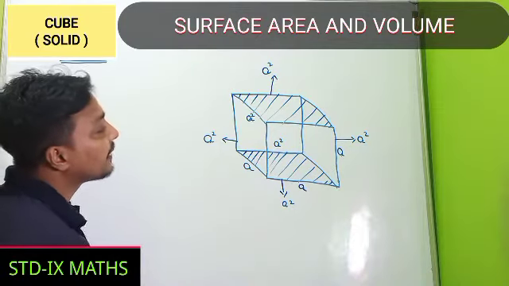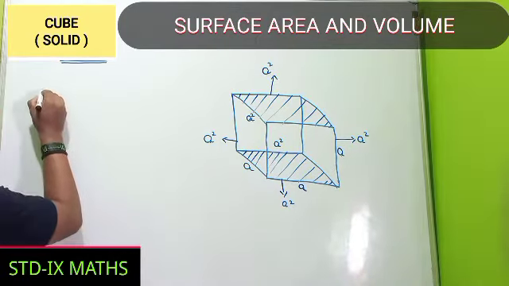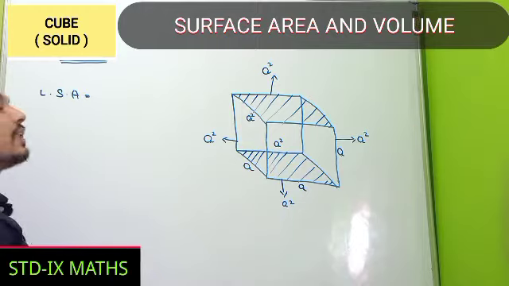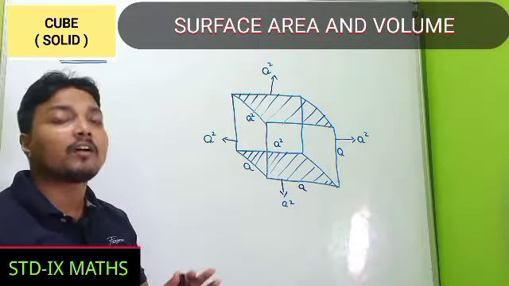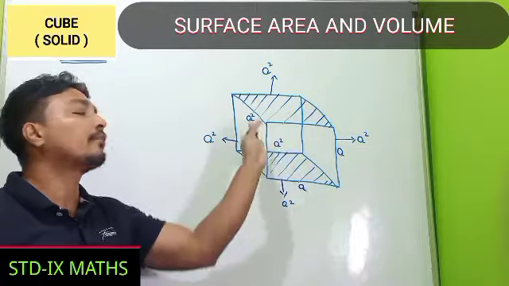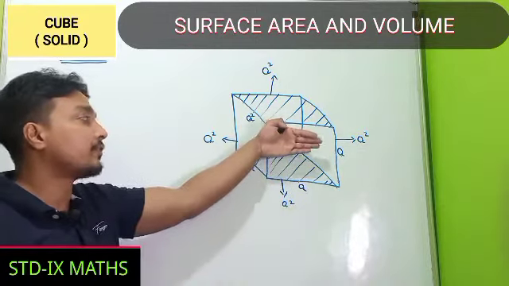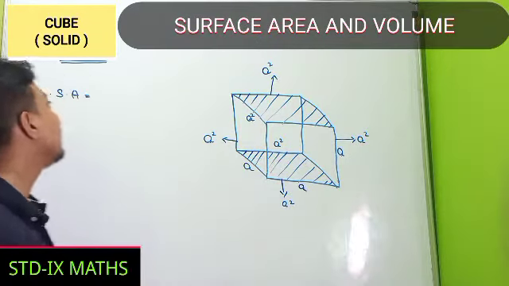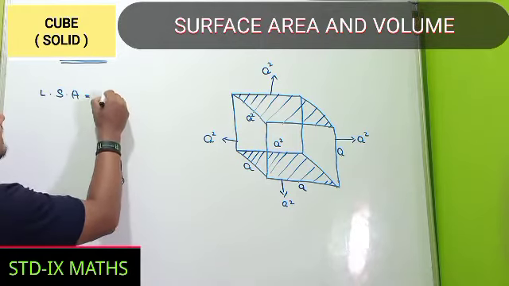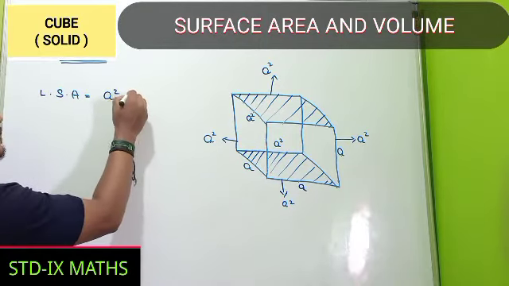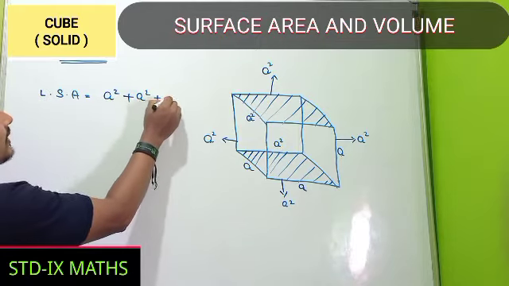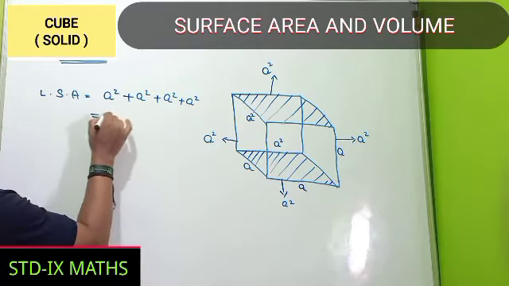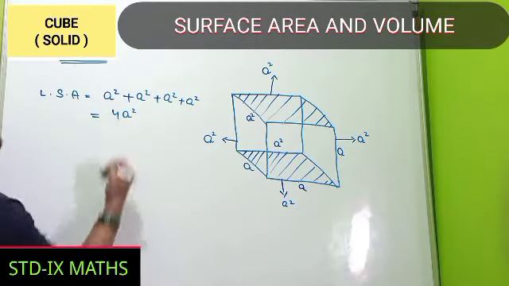Remember, whenever you are asked to find the lateral surface area, it means the sum of the areas of its 4 identical faces around the cube, that is front face, back face, right face and left face. So the lateral surface area is front face area plus back face area plus left face area plus right face area, and together I get 4a square.